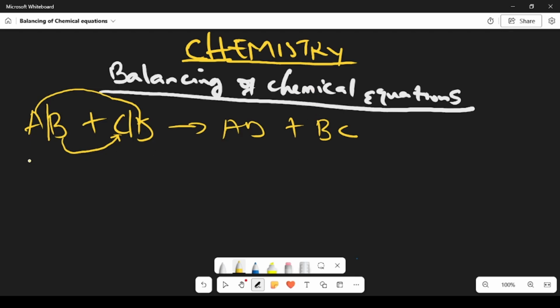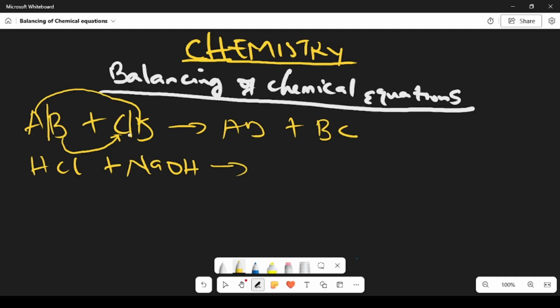Okay, let's represent this using real chemical elements. So if you have HCl plus NaOH, this is hydrochloric acid reacting with sodium hydroxide. HCl is an acid and NaOH is a base.